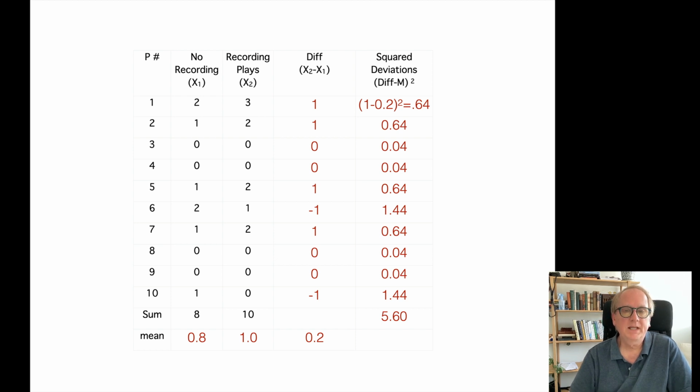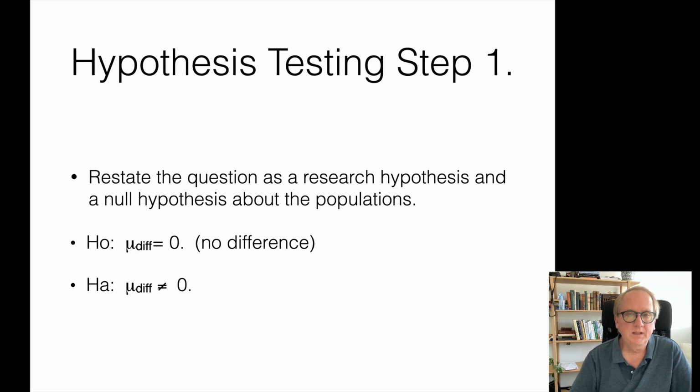So let's try to take these numbers now and finish them out doing the 5 steps of hypothesis testing. So if we start again with step 1, restate the question as a research hypothesis and a null hypothesis. Well, this time what we're going to say is, if the recording of the subliminal messages doesn't have any effect, that would mean then that the mean of the differences for a population that had no effect of the recording would be 0.